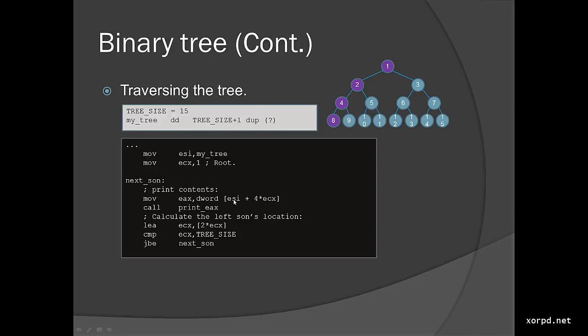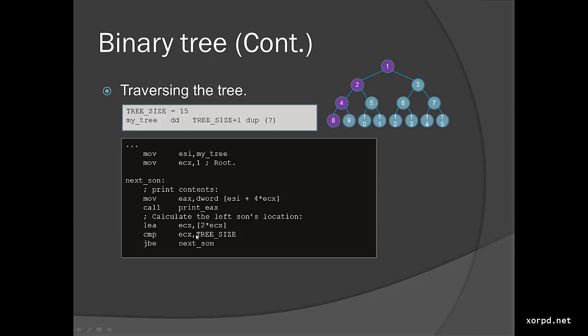We read the contents of the node by just reading the memory, ESI plus 4 times ECX. The 4 is here because this array is array of D words, and every D word is of size 4. Next, we print EAX. Now it's time to calculate the next node, the left son's location. We do it by calculating 2 times ECX. We use the LEA instruction to do it. We could, for example, do something else, like maybe shift left. It would work too.